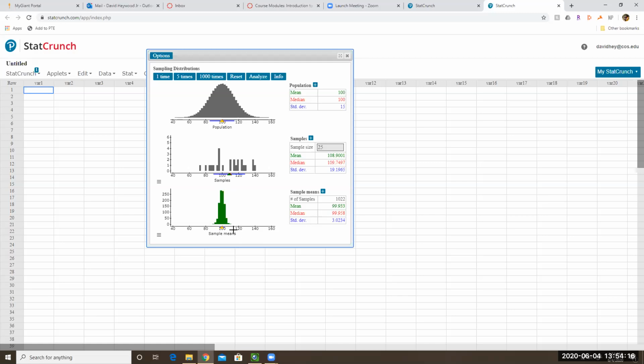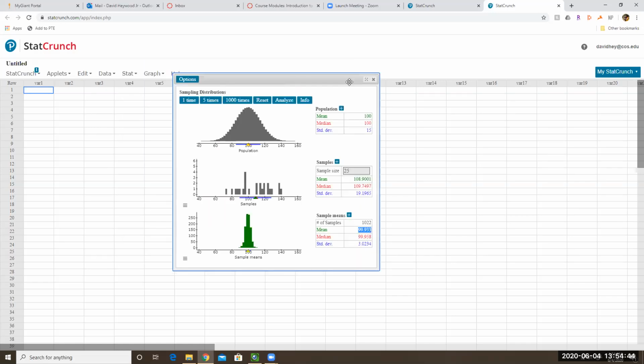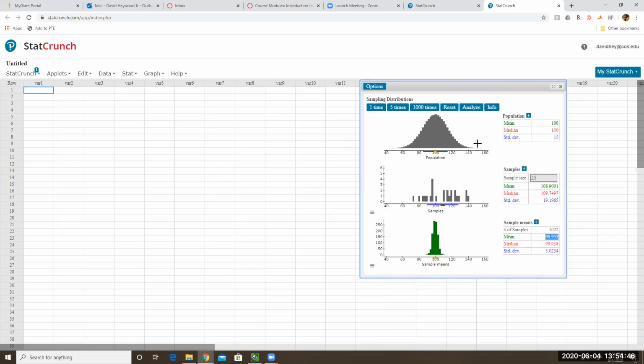Once again, a bell-shaped distribution. Once again, the mean of the sample means is pretty much the population mean. And then once again, the standard deviation of the sample means is the population standard deviation, 15, divided by the square root of the sample size, 5. 15 divided by 5 is 3. Okay? So that's what happens if we're starting with a population that's already normally distributed.